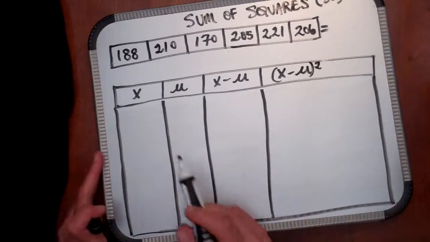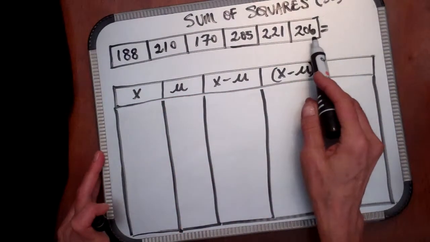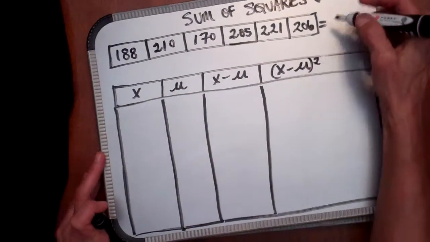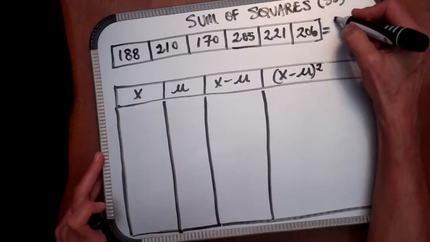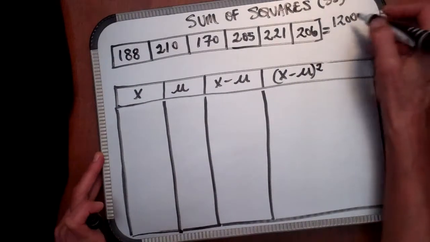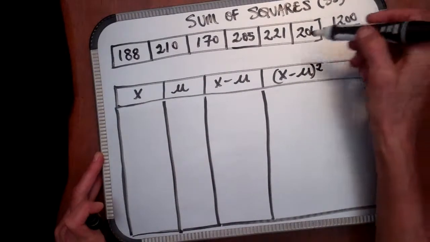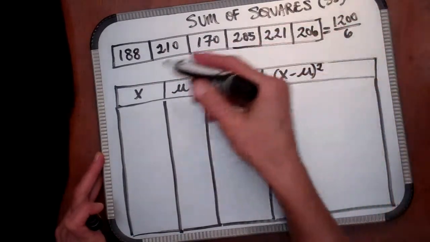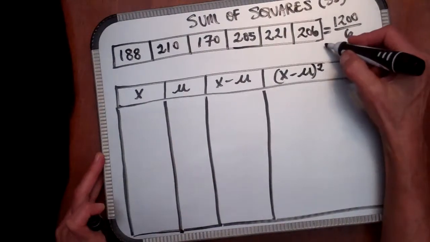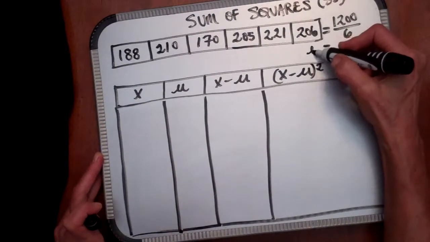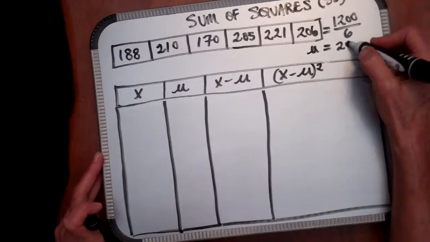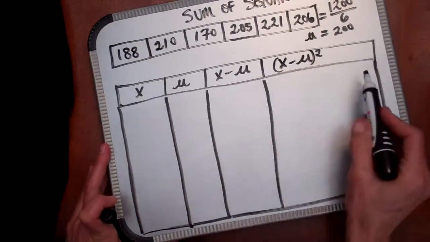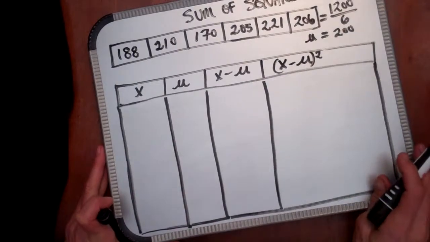Now the first thing that you have to do is you have to get the mean of this little distribution of scores. And if we add all the scores together, we find that they total 1,200, and you divide the total of the scores by the total number of values represented, which is 6. So you find that the mean of this population is 200. All right. Now, here is a table that's going to help you calculate sum of squares.